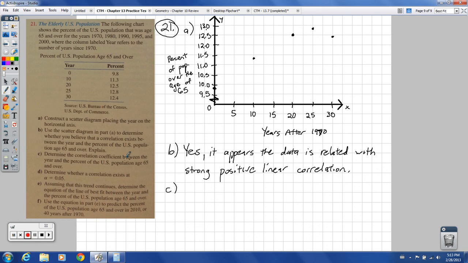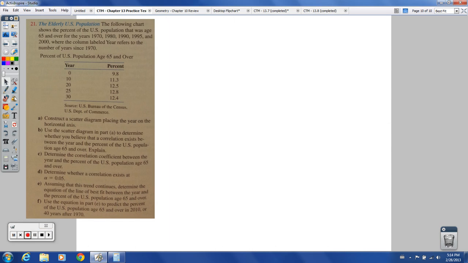Part C, determine the correlation coefficient now. So this is where we get out that ugly looking equation. We're going to have to figure that out. I'm going to do this on the next page, and I'm going to copy this so that I have the information there as well. And so what was that ugly looking equation here? This is going to be part C, but it's actually pretty easy to use.